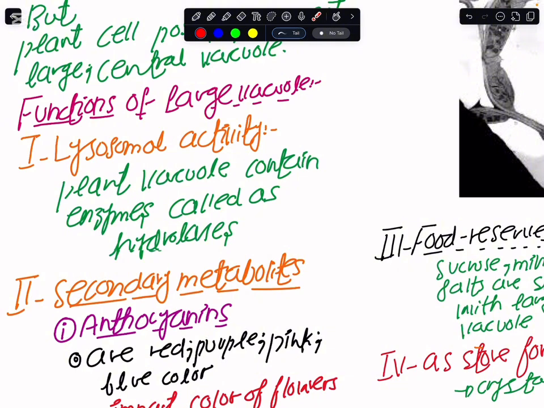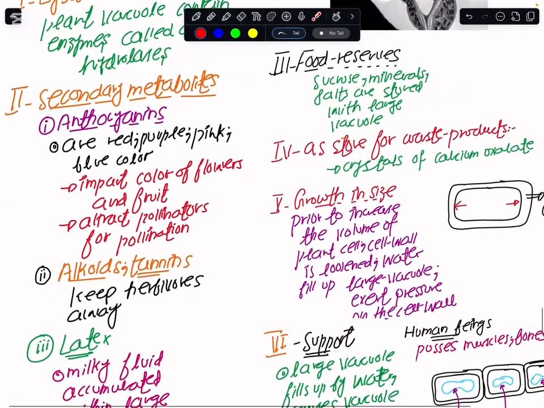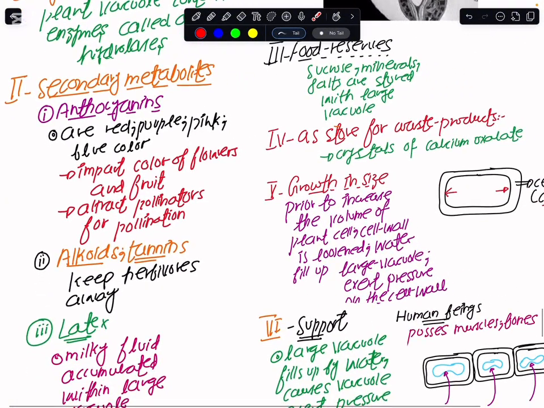But for the plant cell, that role is rendered by the large vacuole. It will have the same type of enzymes in it, and that would be breaking down the complex things into small things. So the lysosomal activity is performed by the large vacuole, and these plant cells do not have individual lysosomes in them.